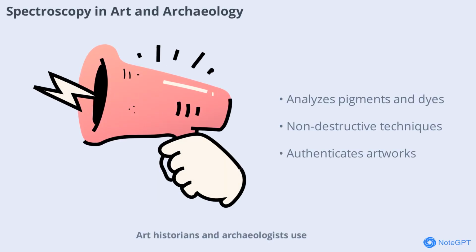Art historians and archaeologists use electronic spectroscopy to analyze pigments, dyes, and artifacts. Non-destructive analysis reveals the composition and age of materials, helping to authenticate artworks and uncover historical techniques. Spectroscopy bridges science and the humanities, offering new perspectives on cultural heritage.